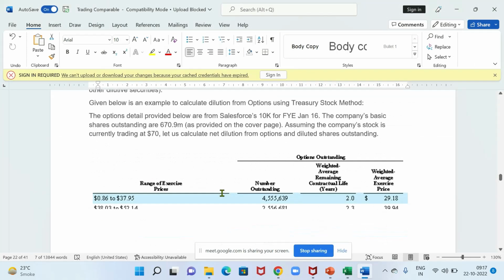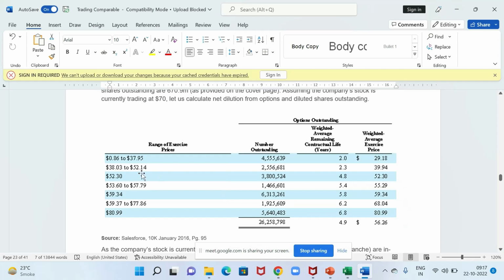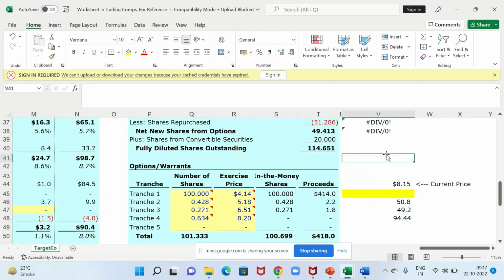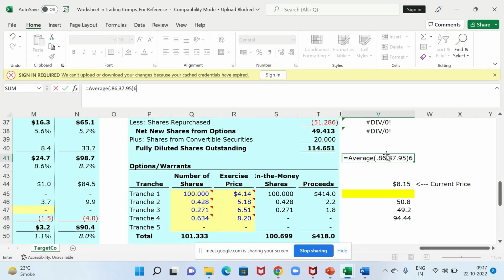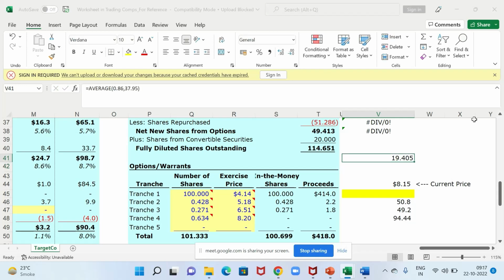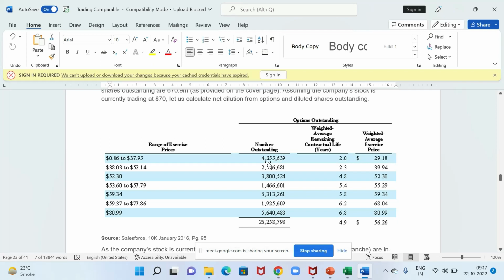I know it's a bit technical. Now, this is the kind of tranches we have. I told you earlier, this is the range of exercise price, so we'll take the average of this. Just in case a table is shown in this manner, we need to take the average of 0.86 and 37.95. The formula is equal to average of 0.86, comma, 37.95. So the average is 19.405 and the number of shares is 4.5 million.